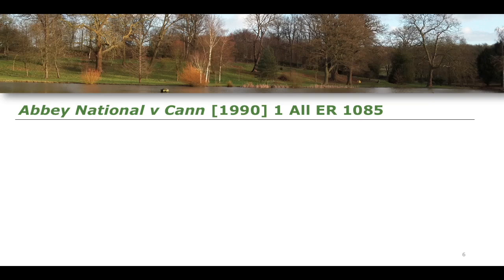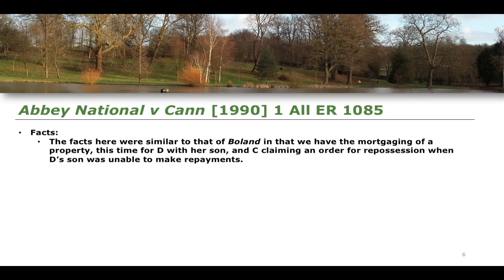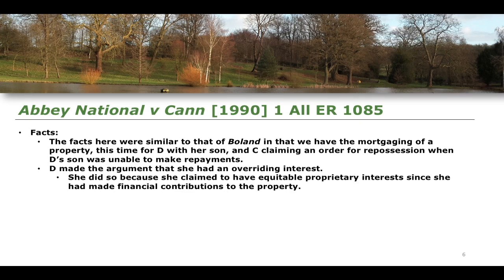Moving on then, the case of Abbey National and Khan from 1990 is very similar to the facts of Boland, because they have the mortgaging of a property, this time for the defendant with her son, and the claimant is claiming an order for repossession when the son is unable to make repayments, and so defaults on that mortgage. The defendant made the argument that she had an overriding interest and wanted to rely on the idea of actual occupation to make this point very well known.